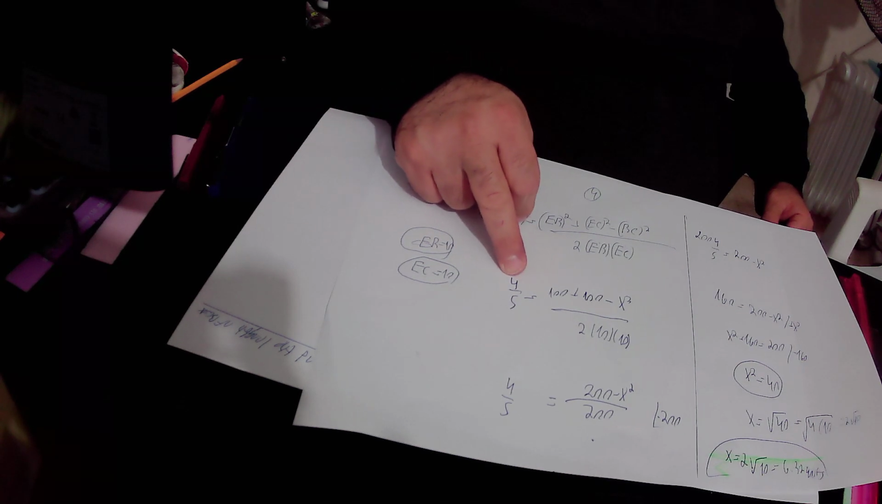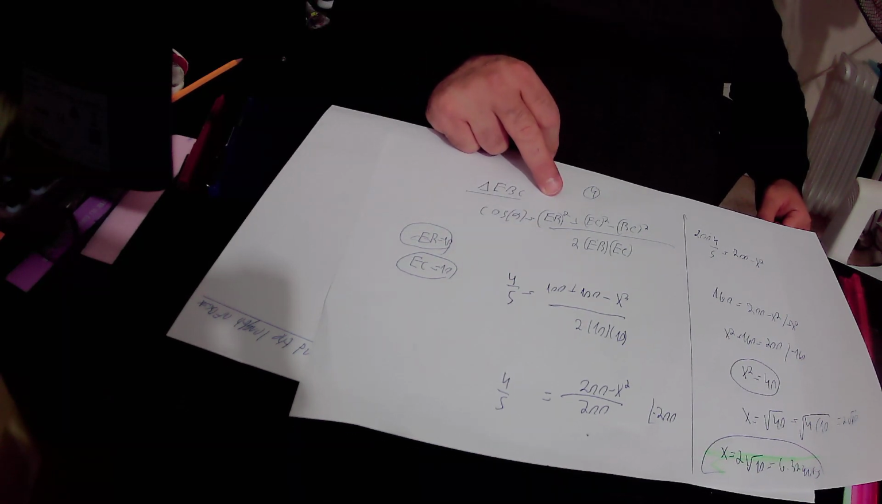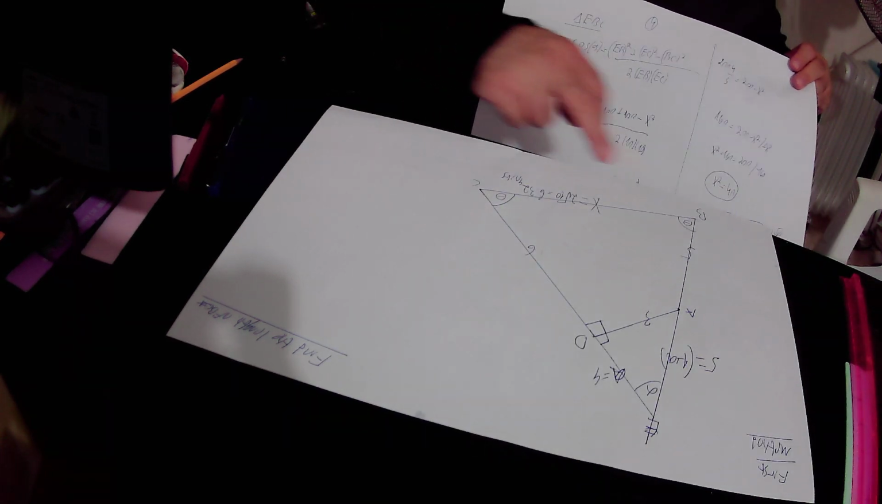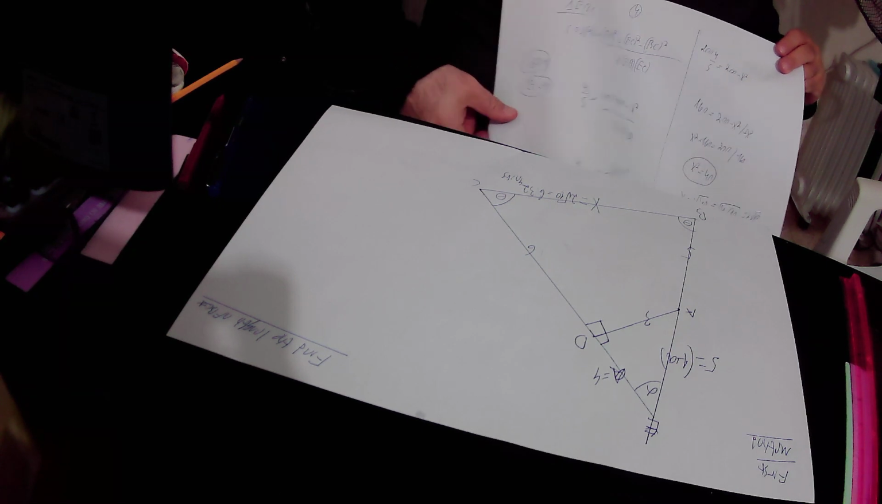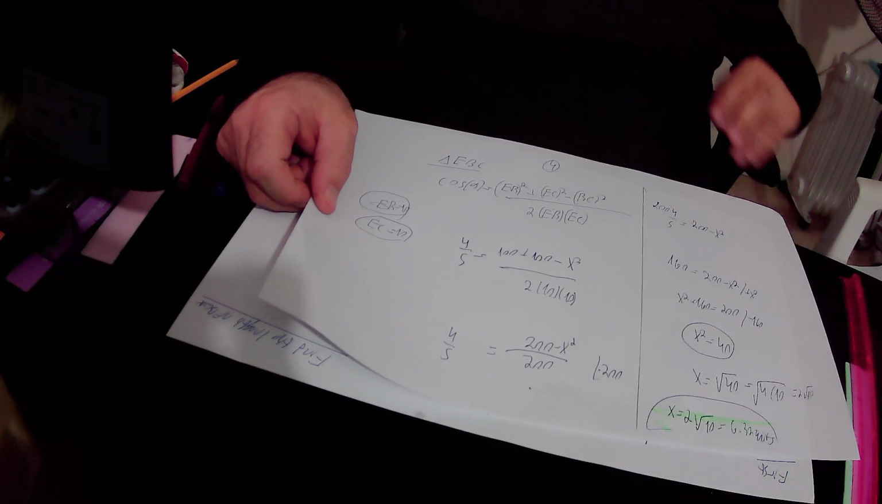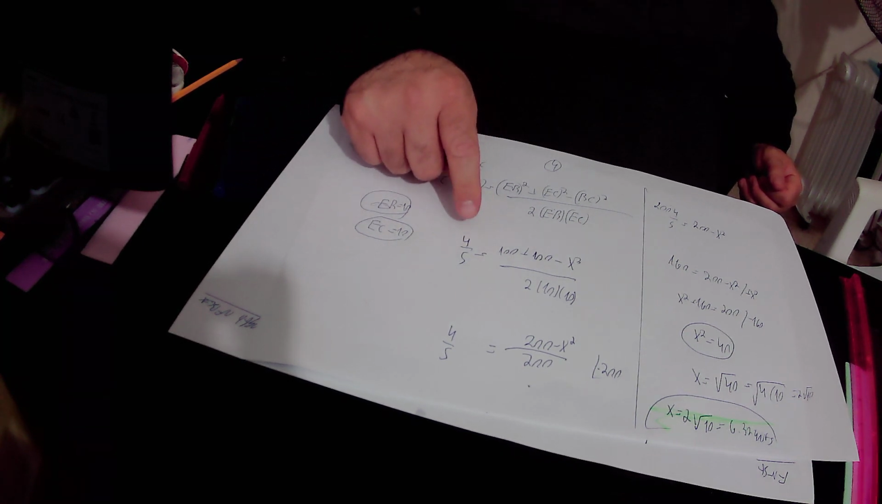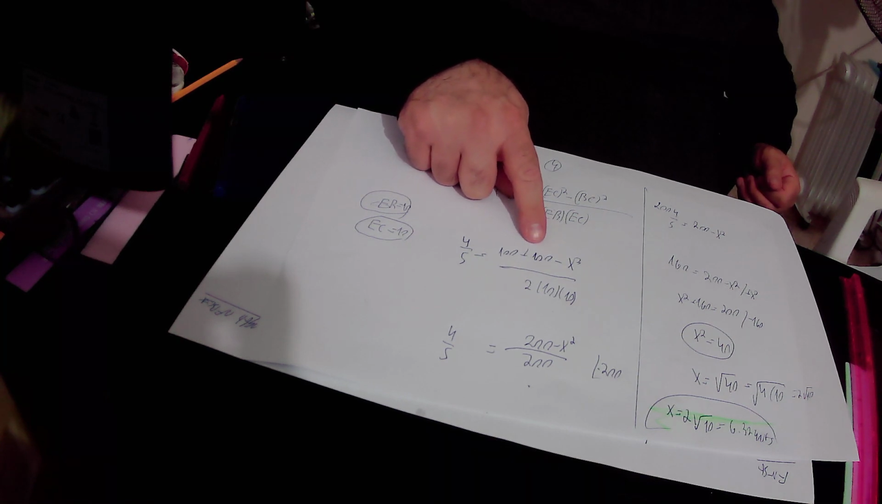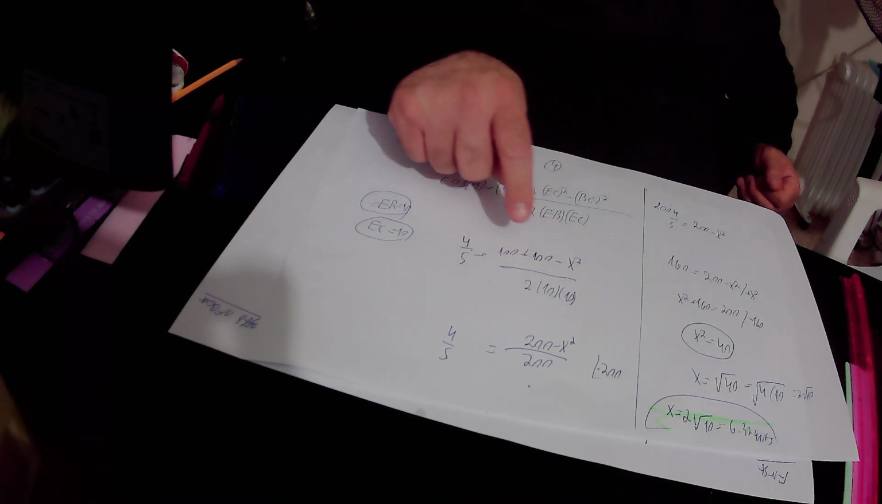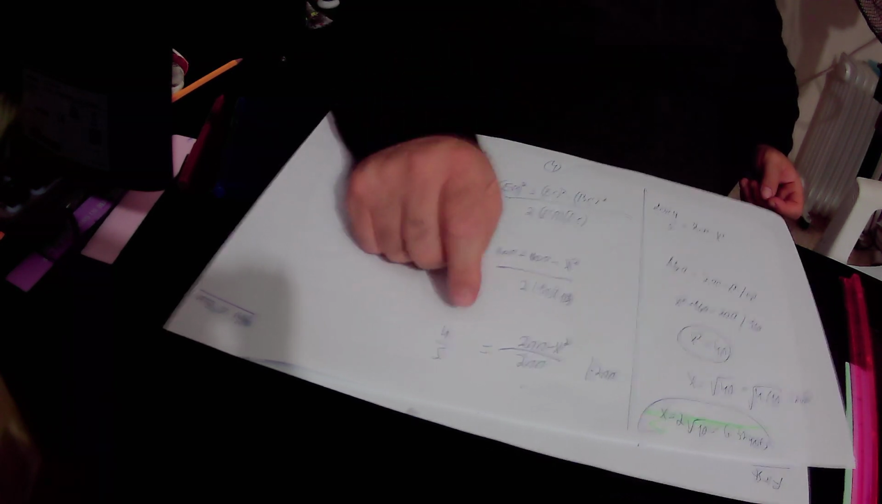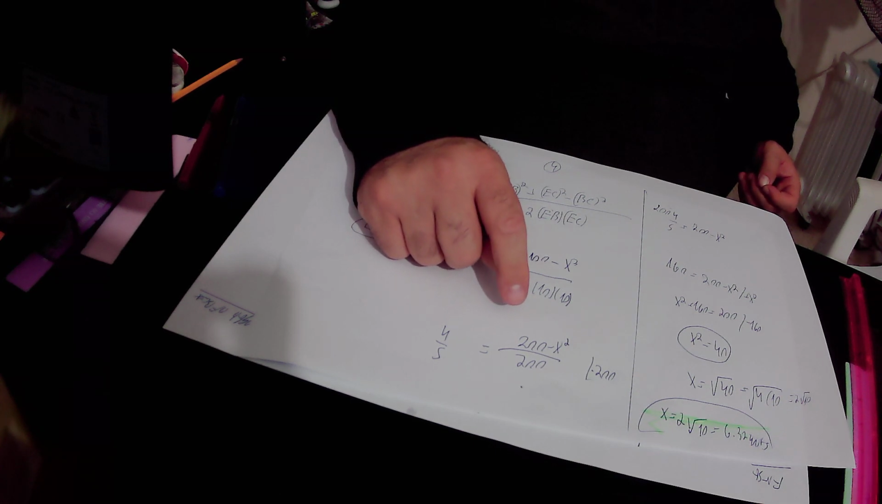So here 4 over 5 equals EB squared. EB is 10, so EB squared is 10 squared, plus EC squared. EC is 10, so EC squared is also 10 squared, that is 100. Minus BC. BC equals x, so BC squared is x squared. So in conclusion, 4 over 5 equals 100 plus 100, that is 200, minus x squared, over 2 times 10 times 10, that is 200. So 4 over 5 equals (200 minus x squared) over 200.